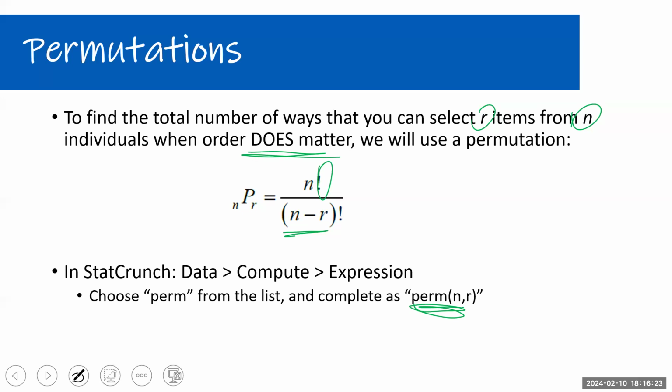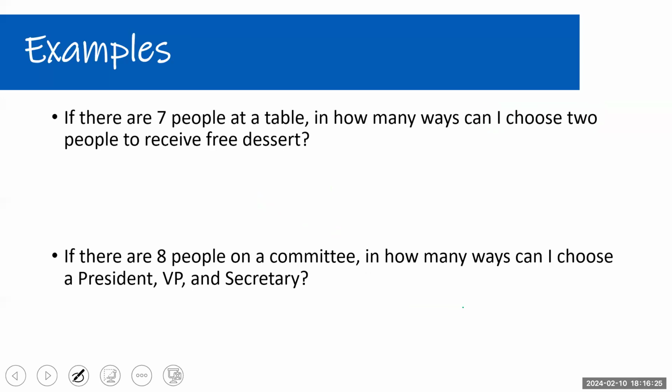So let's talk about some examples here. If there are 7 people at a table, in how many ways can I choose 2 people to receive a free dessert?